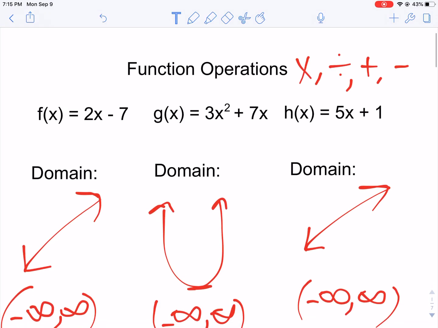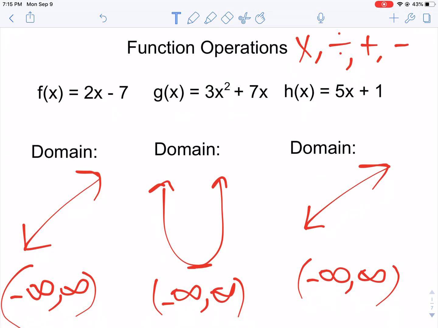Guys, so this is the lesson from Friday, which was on function operations. What we're going to do is go quickly through these examples, so you guys can watch this if you get confused.